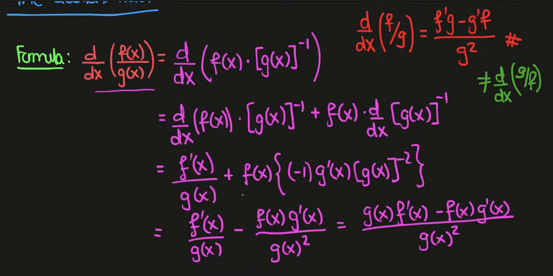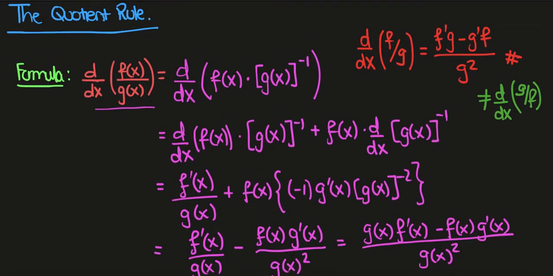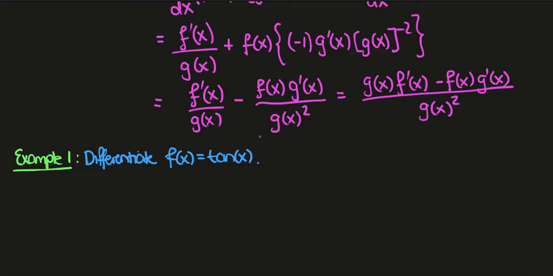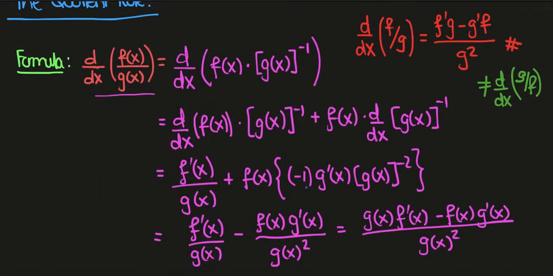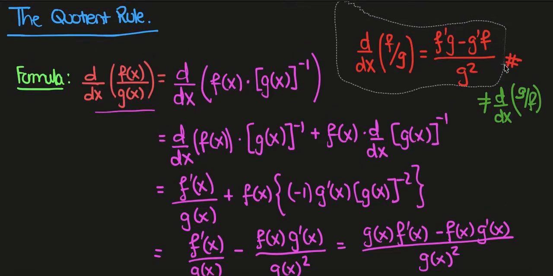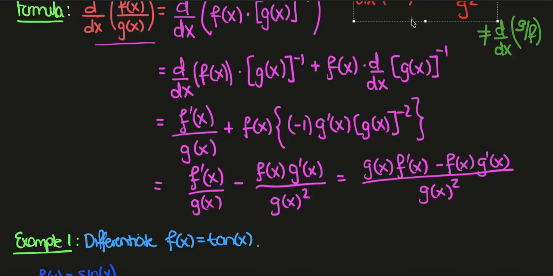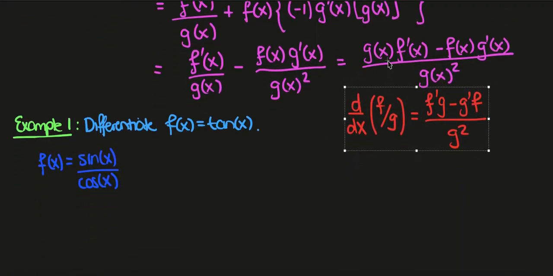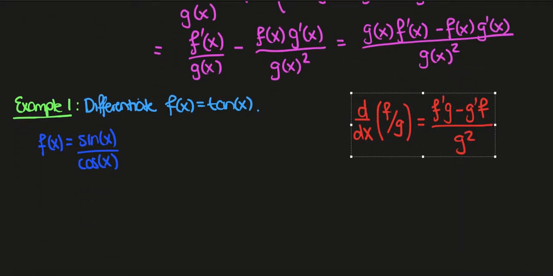Okay, so let's have a look at some examples. Here's our first example. We'll look at tan x. The reason why we can use the quotient rule to differentiate tan x is because tan x is the same as the ratio of sine x and cos x. So let's bring this formula down to remind us of the form.